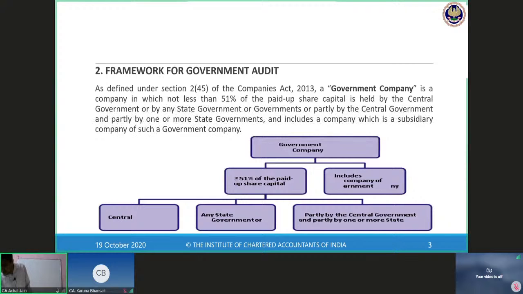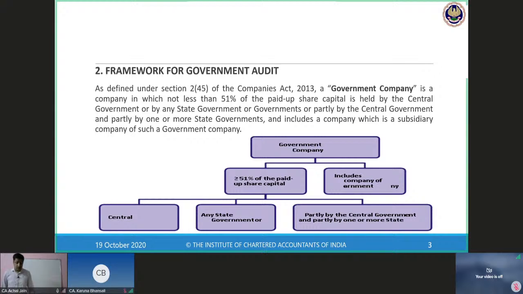Now let's look at the government company first, because this is another league of companies which is currently being discussed under this PSU. A government company, basically, is a company which is under the control of the government. Which companies will get covered here? If we look at this chart, this will include the companies which have 51% or more of the paid up share capital controlled by the government. It will also include a subsidiary company of a government company.